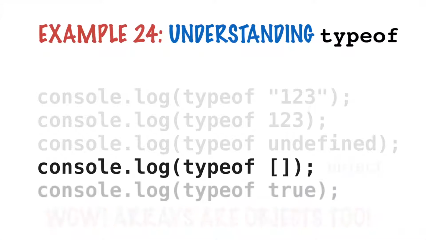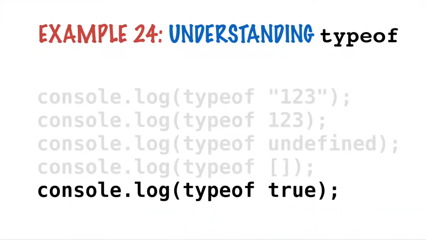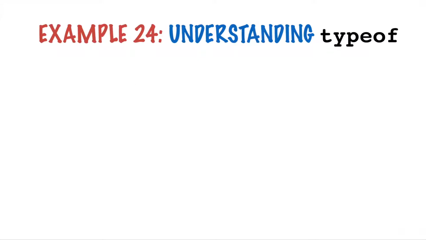And the last console.log statement tries to find the typeof true. True and false are Boolean values and they are supported in JavaScript. typeof true will return boolean, indicating this is a special type which is different from strings, numbers, and objects. typeof true or typeof false will return boolean.